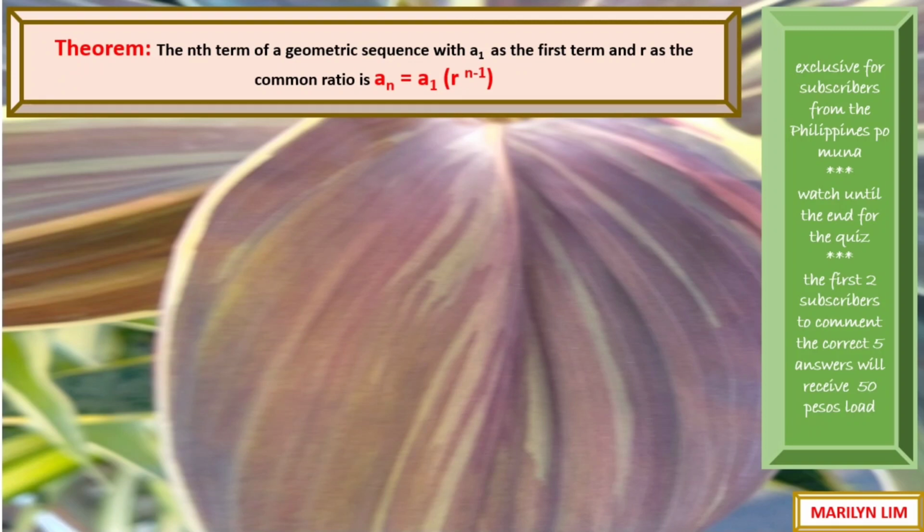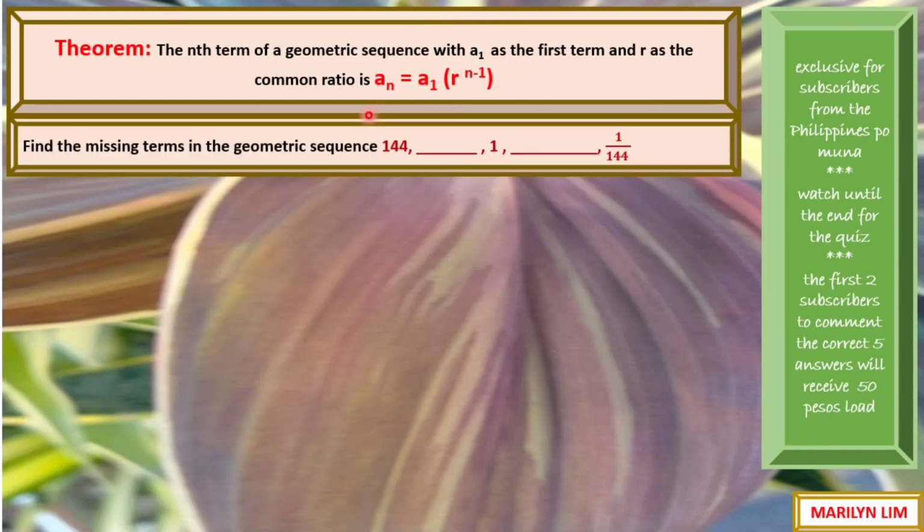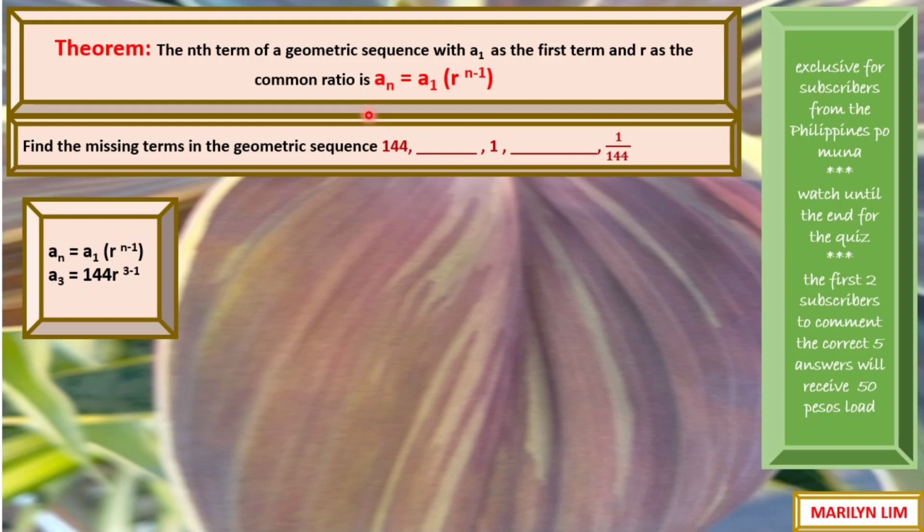Alright, so for our theorem, the nth term of a geometric sequence with a sub 1 as the first term and r as the common ratio is given in this formula. So let us have an example. Let's find the missing terms in the geometric sequence as given. We have two missing terms. How do we do that? Use our formula given in our theorem. a sub 1 is our first term and r is our common ratio. Just substitute. a sub n equals a sub 1 times r to the n minus 1.